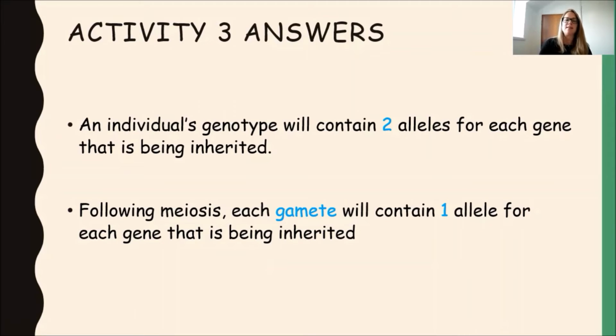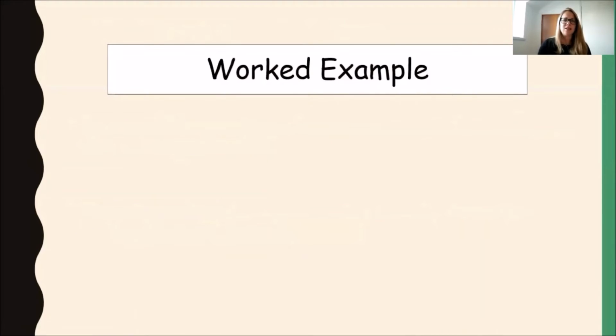Let's do the second sentence. Following meiosis, remember meiosis is a type of cell division which produces gametes, each gamete will contain one allele for each gene that is being inherited. This is a really important rule to remember, because otherwise we're going to get really confused and we may end up putting more letters into our Punnett square than we actually need. So these are the basic reminders to help us with the next section. So let's go on to that next section.